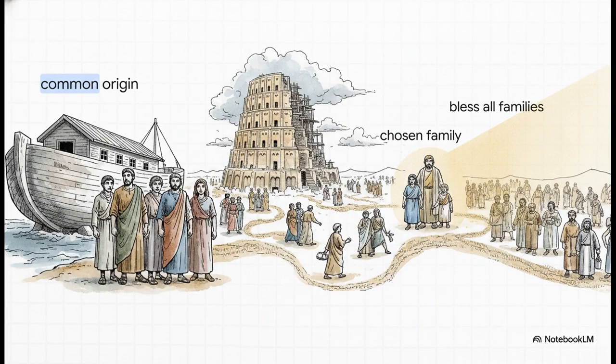All right, so let's wrap this all up. What are the big takeaways? First, the story claims all of us share a common origin through Noah's family. Second, the incredible diversity of cultures and languages isn't some accident. It's framed as part of a divine plan. Third, that whole scattering at Babel, it sets the stage for God's plan of redemption. And finally, the story narrows its focus to one family, Abraham's, for a very specific reason, to ultimately bring blessing back to all the families of the earth.